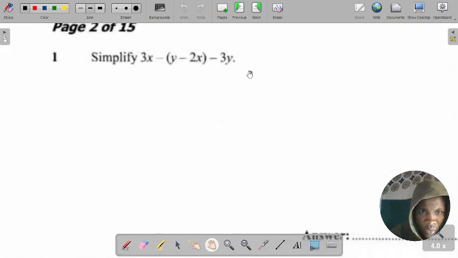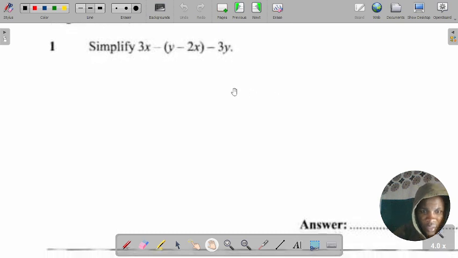So question one says simplify 3x minus (y minus 2x) minus 3y. So you write 3x minus, you work out the bracket: negative times positive y, you get negative y, and negative and negative, you get positive 2x, minus 3y. So 3x minus y plus 2x minus 3y.